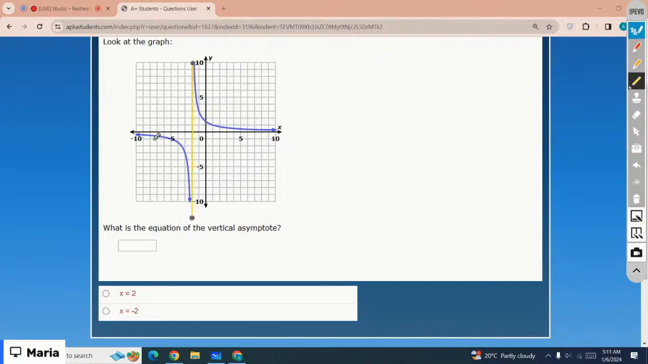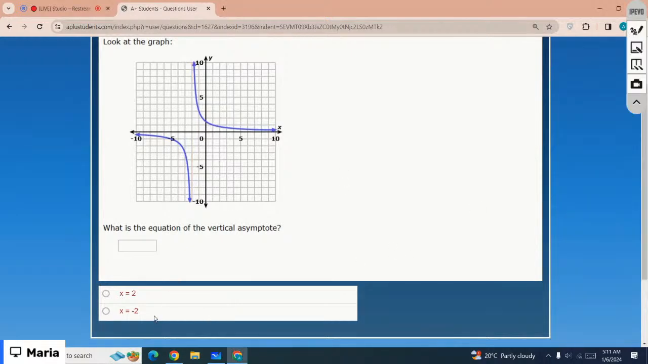This is the value, right? That is x equals negative 2. So the correct option is the second one, that is x equals negative 2, right? Option number 2 is the correct option. Got it?